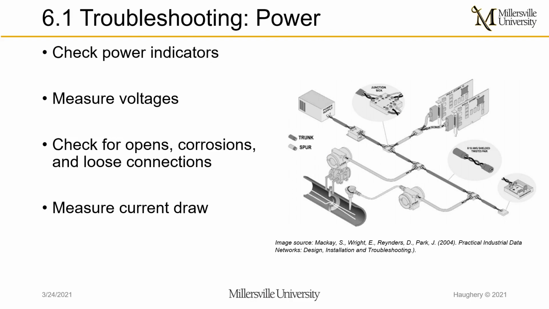If any errors crop up, one of the things to do with troubleshooting is to check the power indicators. You've got to measure your voltages across the network. Look for opens in the circuit, corroded connectors, and even loose connections. If all that seems good, you can also measure the current going through the network and look for any parasitic draws.